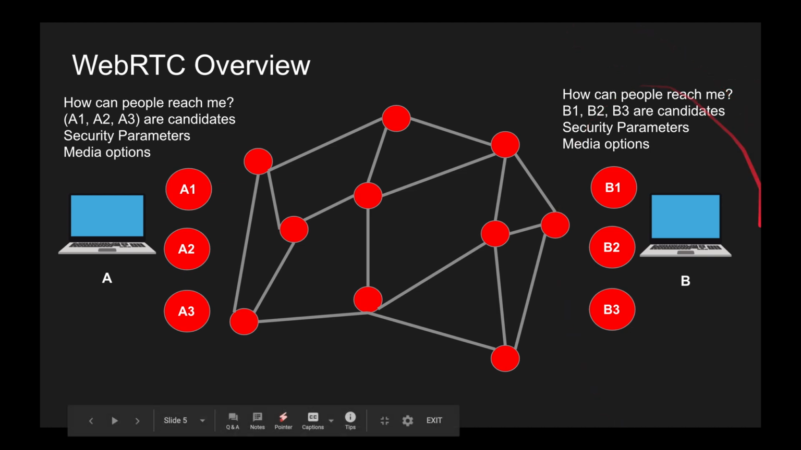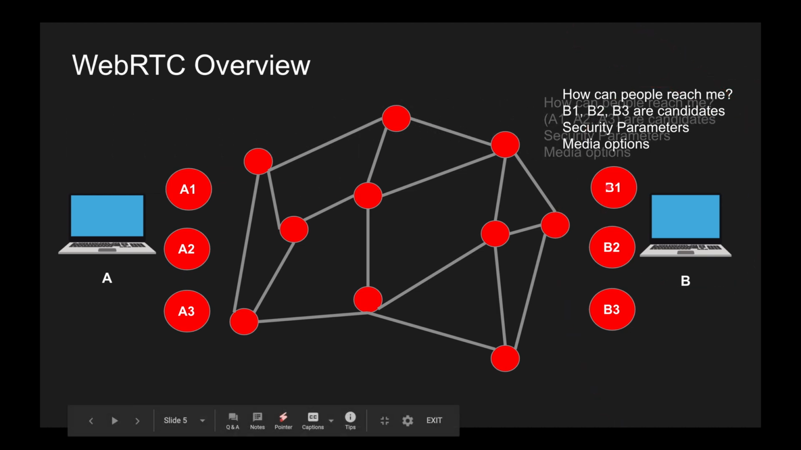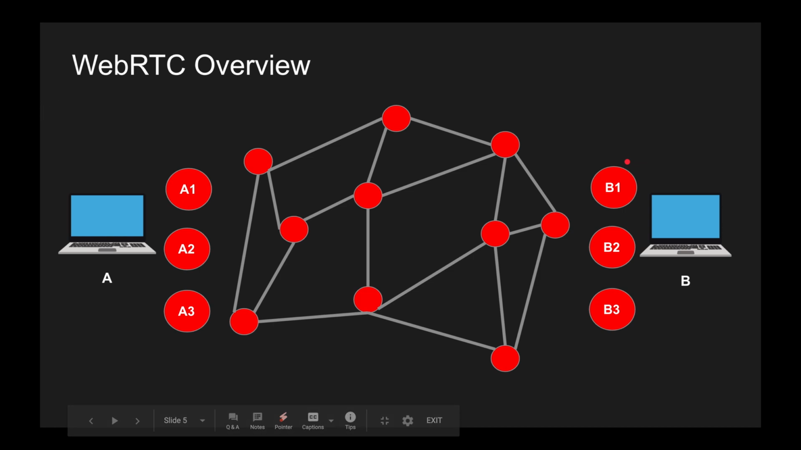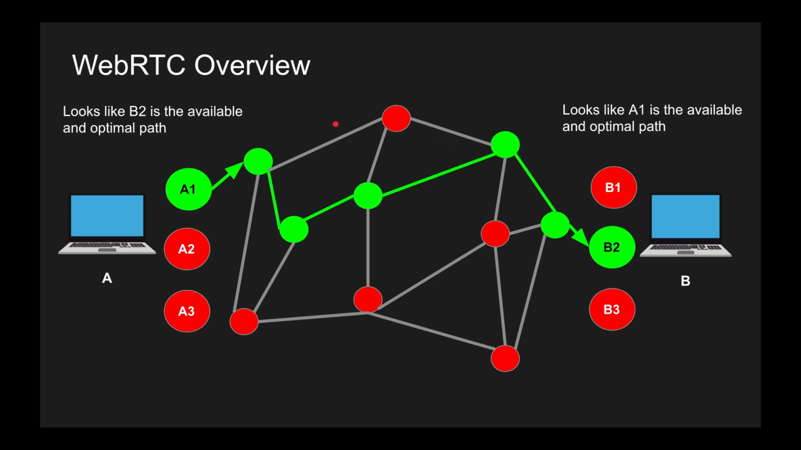B does exactly the same thing. And then somehow they communicated to each other. This is how they communicated. How? It's not through this internet network. No, it's some offline concept, right? WhatsApp. And then once A finds B's information, it says, oh, looks like B2 is the available optimal path. Let's use it.